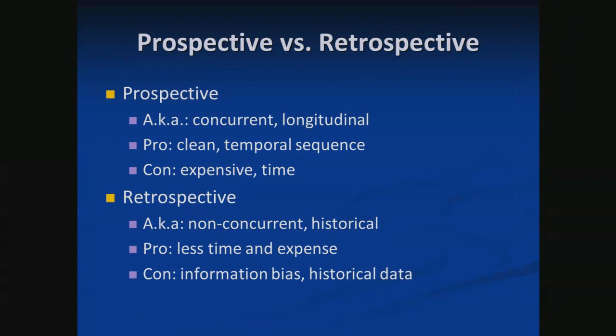All right, so these are just some nomenclature and quickly the pros and cons. Prospective study is also called a concurrent study, a longitudinal study. The pro for this study is that there's a temporal sequence of events, right? So you're following them up over calendar time. The con is that it's expensive, time-consuming. And then the retrospective study, also called non-concurrent or historical, less time use and less expense.